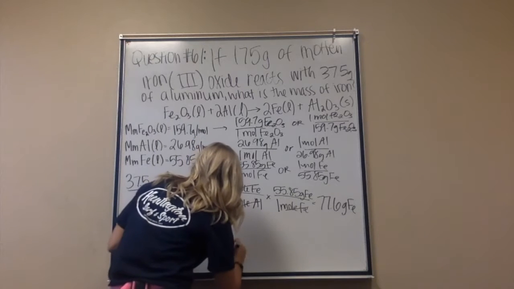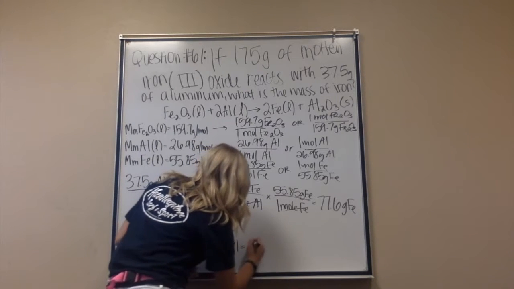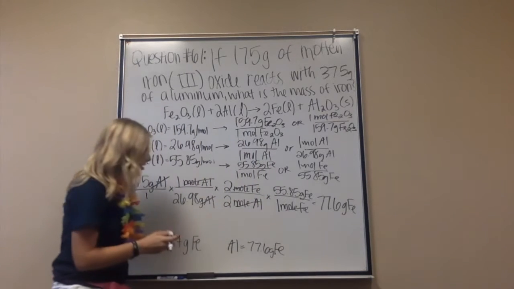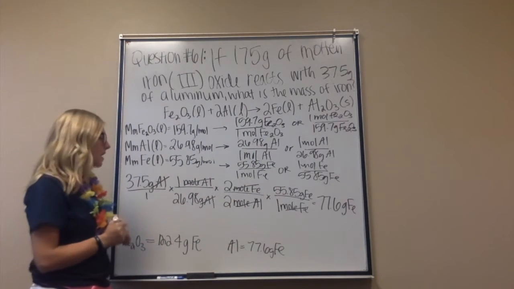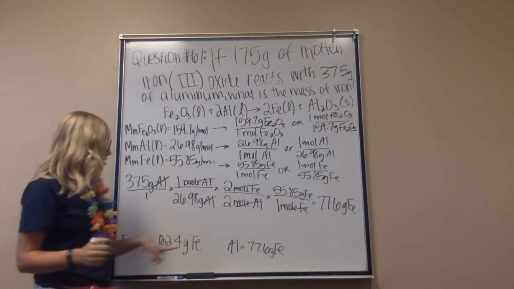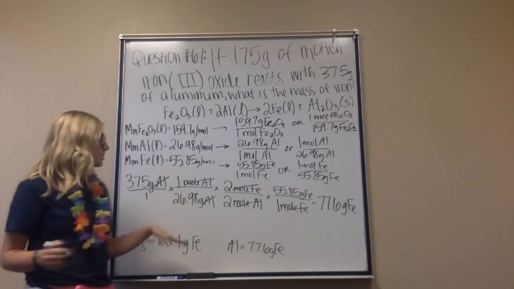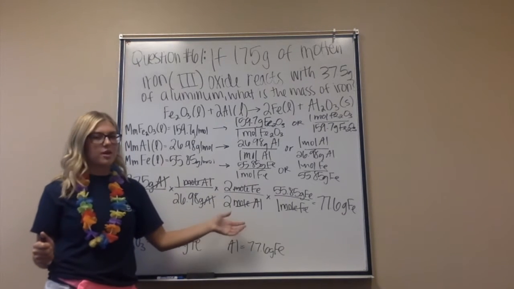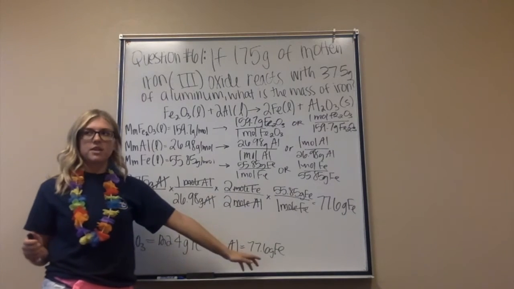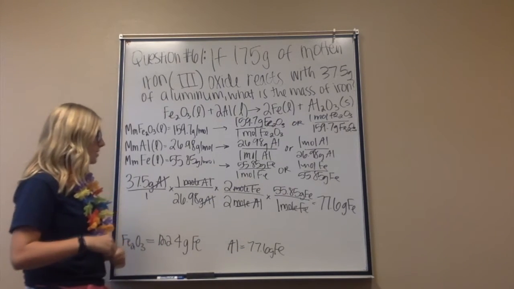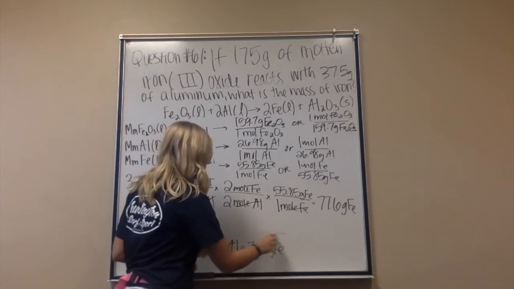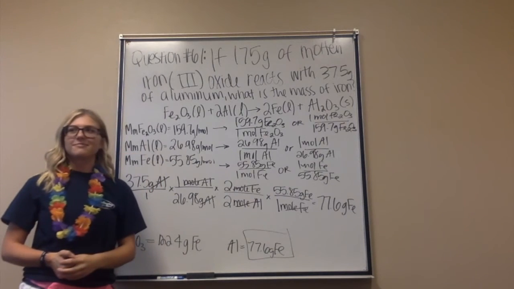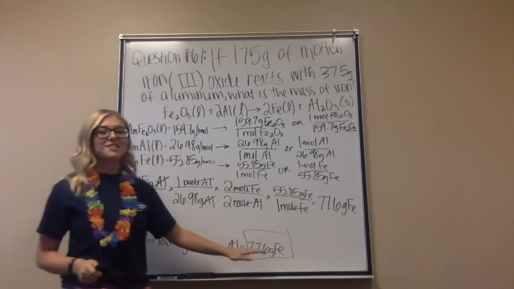So this one, Al, produced 77.6 grams of Fe. Now to find out how much Fe was actually produced, you look at the reactant that produced the least amount of Fe, because once you make a certain amount, you can't make more than the least amount that's given. So the answer to this problem is that 77.6 grams of Fe was produced from this equation. And that means that aluminum is the limiting reagent.